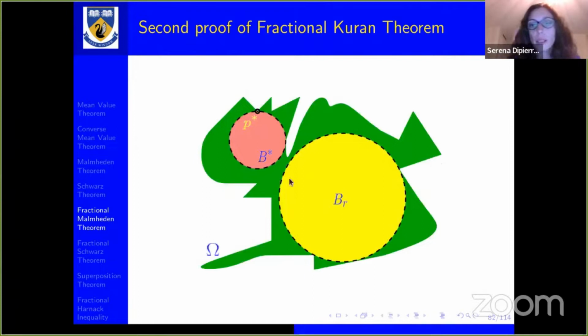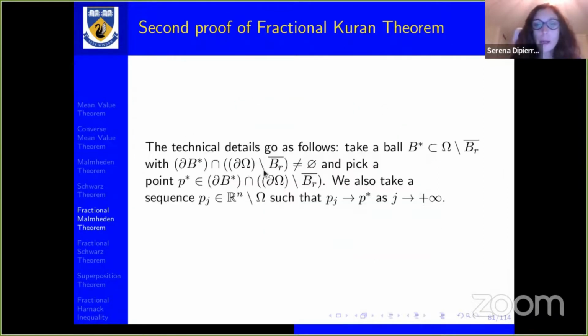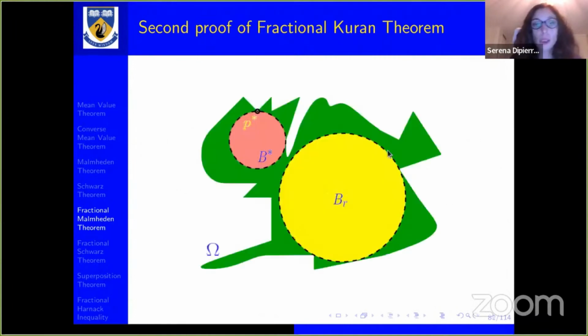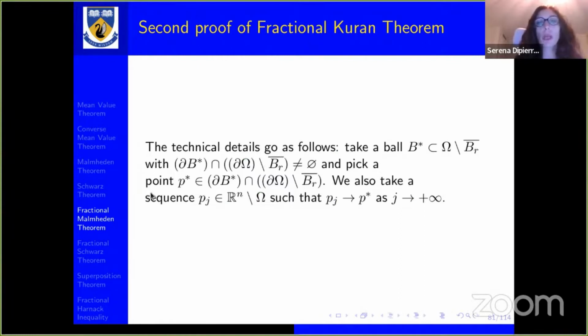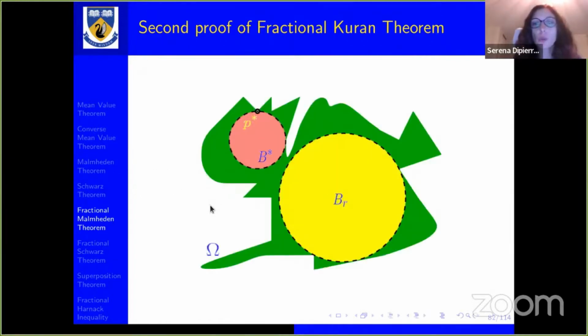So I have B_R here, which is strictly contained in my domain omega, which is the green one, which is not smooth. And I will take a ball, B star, that is contained in omega minus B_R, such that the boundary of B star touches the boundary of omega at some point P star. This is what is written here. I will pick a point P star on this boundary, and then I will take a sequence of points P_j outside omega that converges to P star as j goes to plus infinity. So I have P star here.